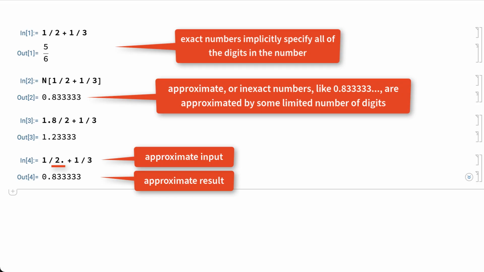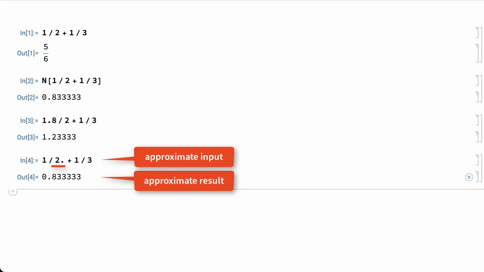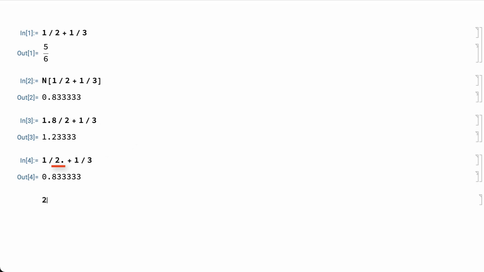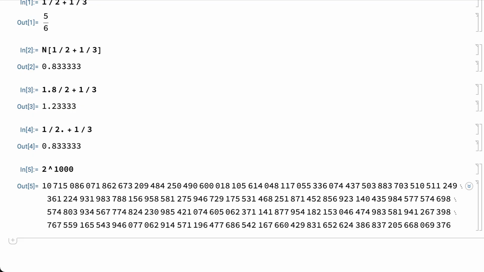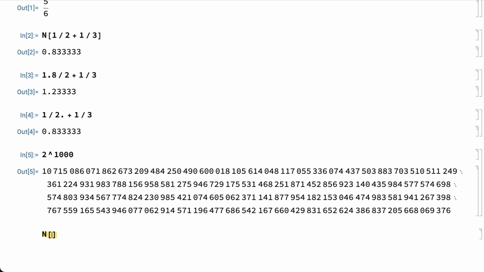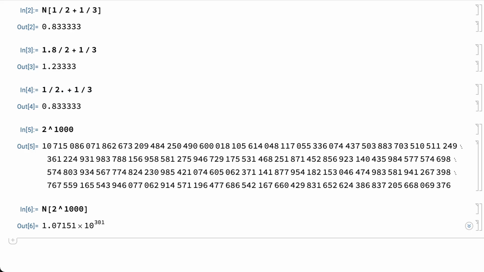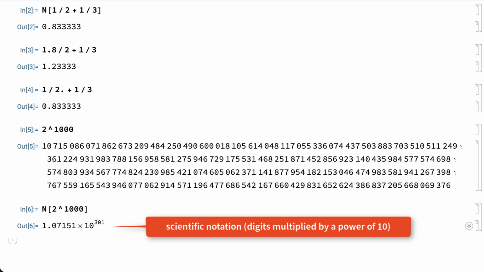The Wolfram language can handle numbers of any size so long as they fit in the computer's memory. This input, for example, gives 2 to the power 1000, which is a large integer. The N function can be used to get a numerical approximation for that number. The result from that calculation is given in scientific notation, which is a notation that gives the digits of the number multiplied by the appropriate power of 10.